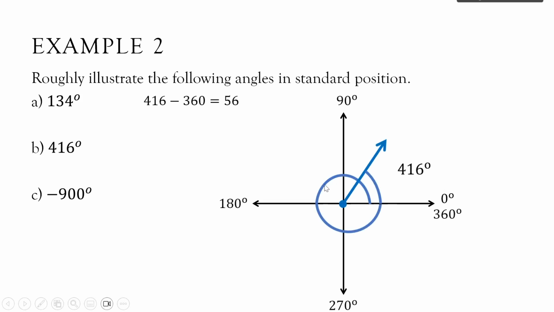So again, I noticed I went a full 360 degrees and then 56 more degrees to give me 416. Alright, so I had part A and then I have part B. Now let's deal with a big number that's also a negative angle.